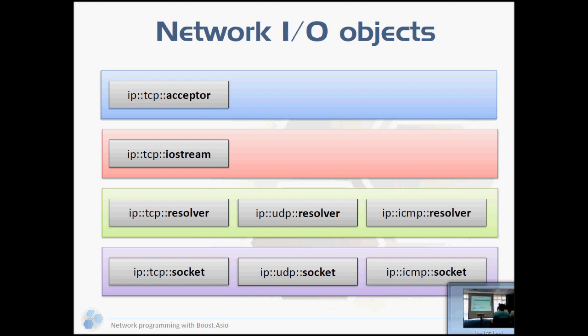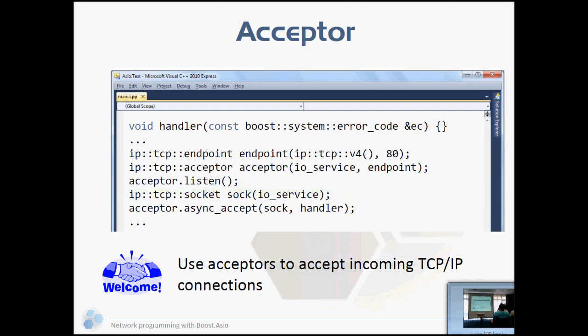Now let's start with the acceptor. The acceptor can be used when you create, for example, a web server. The web server typically wants to wait for clients to connect, and that is exactly where you would use the acceptor. So the acceptor is called acceptor because it accepts incoming TCP/IP connections. So how does this class work? You see the IP TCP acceptor there.